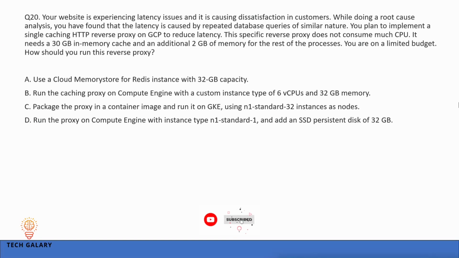Option A, use a Cloud Memorystore for Redis instance with 32 GB capacity. Option B, run the caching proxy on Compute Engine with a custom instance type of 6 vCPUs and 32 GB memory. Option C, package the proxy in a container image and run it on GKE using N1 standard 32 instances as nodes. Option D, run the proxy on Compute Engine with instance type N1 standard 1 and add an SSD persistent disk of 32 GB. The correct answer to this question is option A.